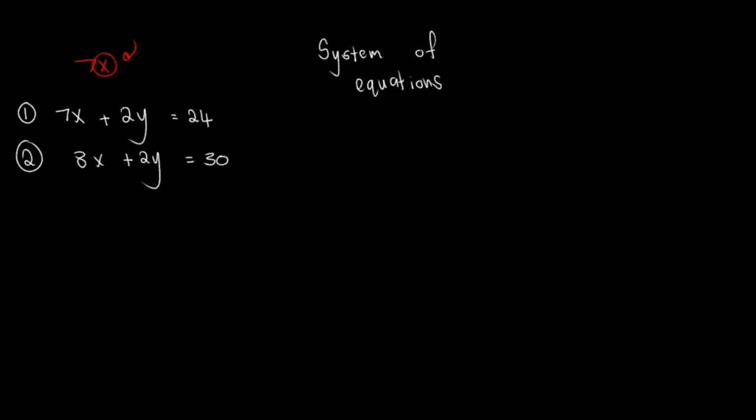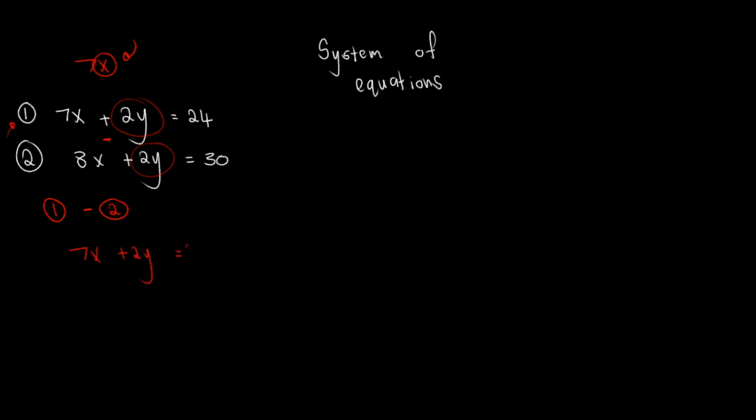So I'm given these two equations, which are 7x plus 2y is equal to 24 and 8x plus 2y is equal to 30. Well, how can I get rid of these y's? Well, I can say 2y minus 2y. I've labeled my equations 1 and 2. I can simply state I'm going to subtract the first equation from the second equation. And we can do that old style.